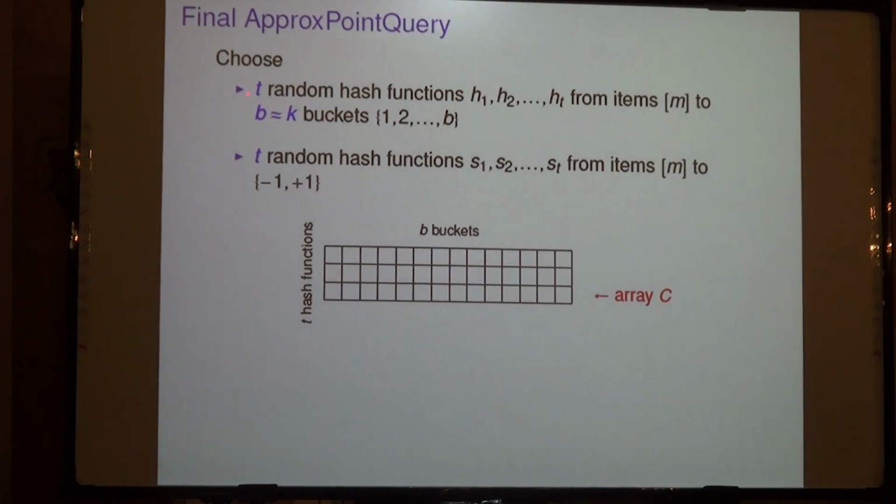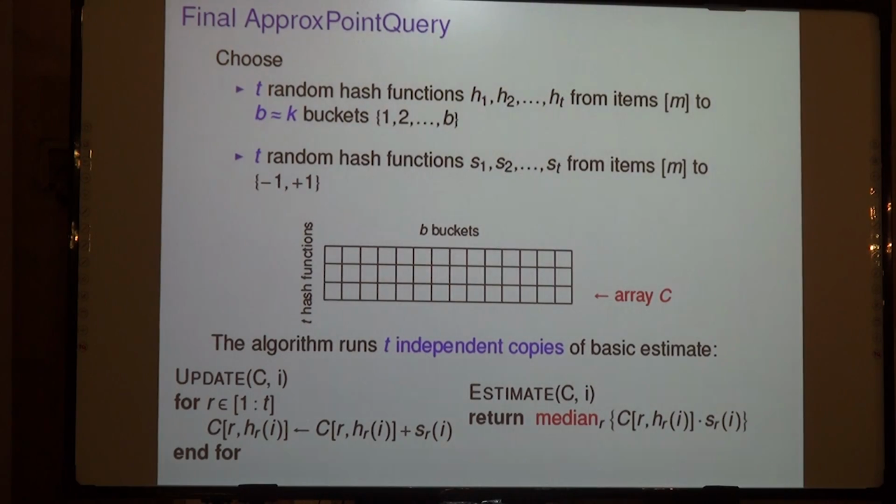So we'll choose t random hash functions that map our universe of data items to b buckets. And we'll choose t random sign functions. And our data structure will be a t by b array. Each cell in the array will store a poly unbounded number. Each cell in the array will be the basic estimate. So the update procedure is like this. We will maintain this array of counters C.